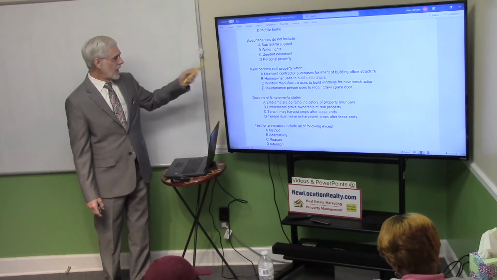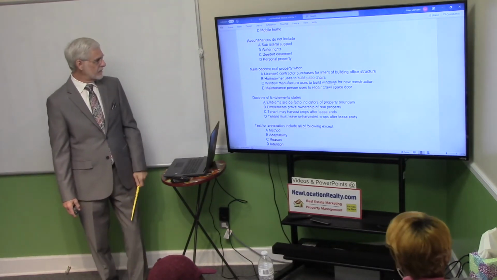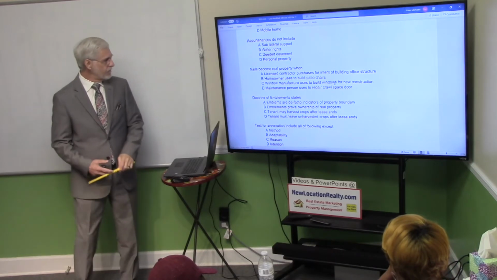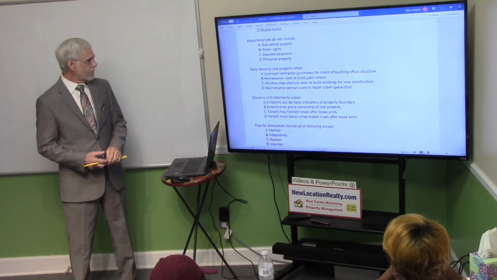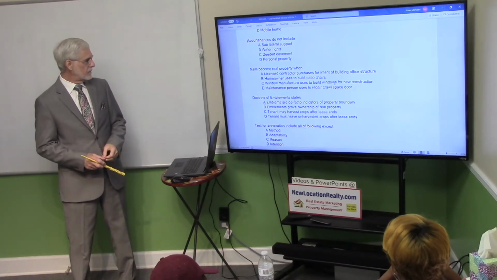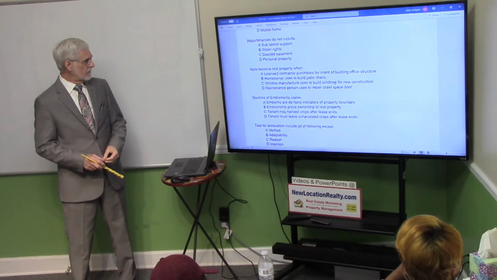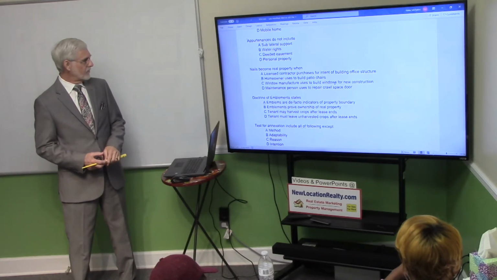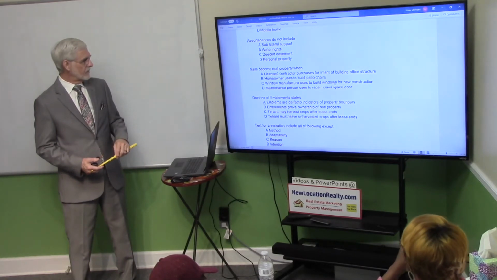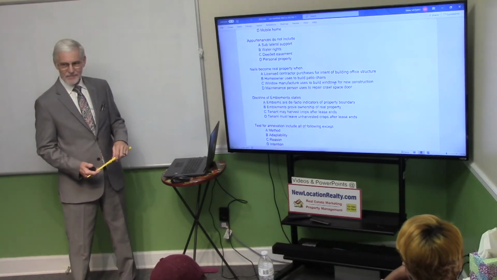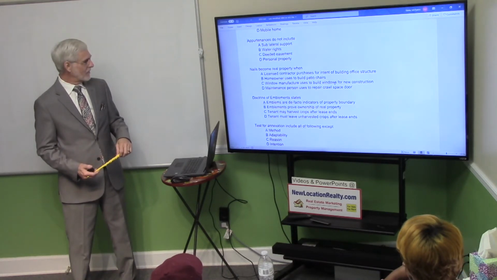Nails become real property when? A, a licensed contractor purchases them to build an office structure. B, the homeowner uses them to build patio chairs. Something that's removable.